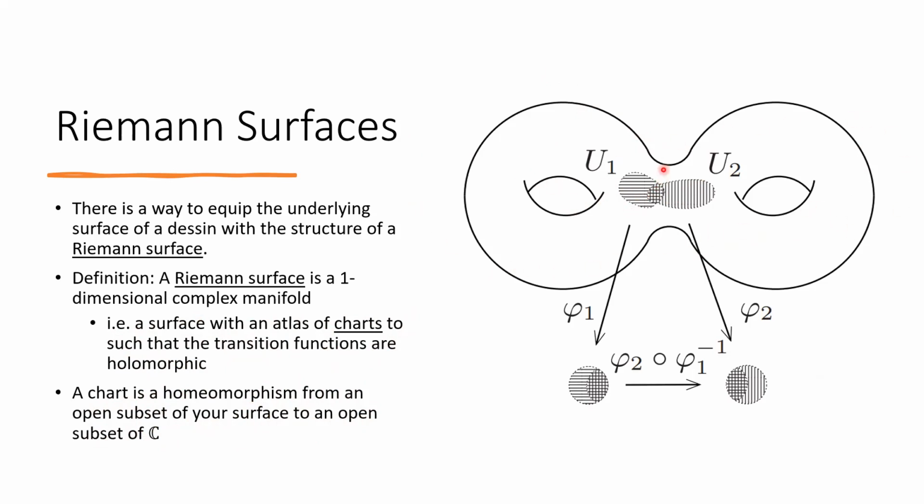It's a topological surface, and I have two charts, U1 and U2, that get sent to subsets of C. And for this to be a Riemann surface, I need the transition maps between subsets of C to be holomorphic functions on subsets of C. So that's a Riemann surface.